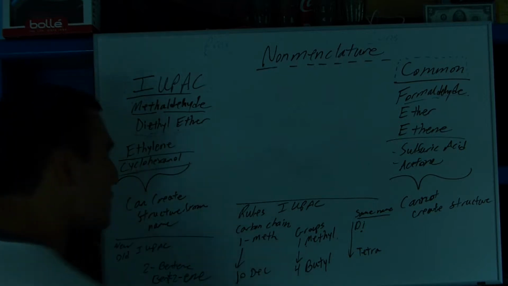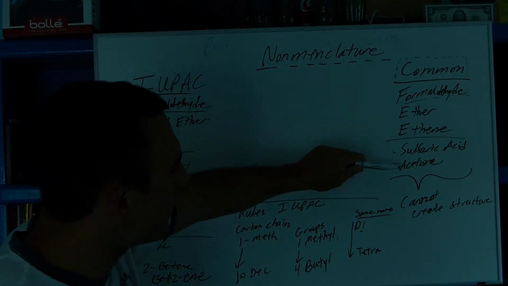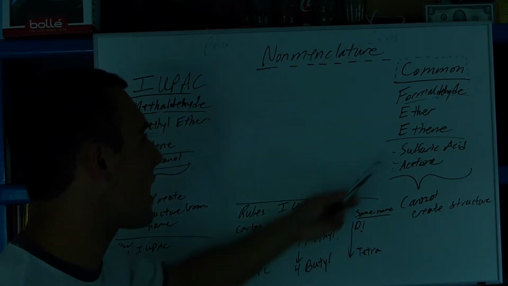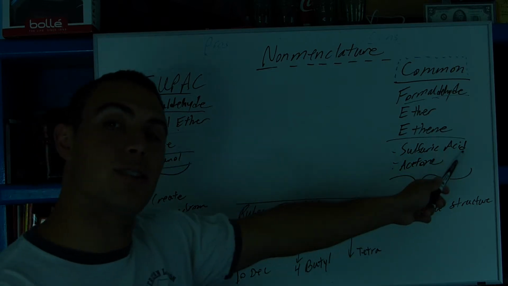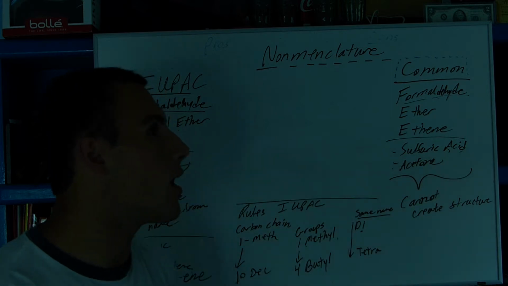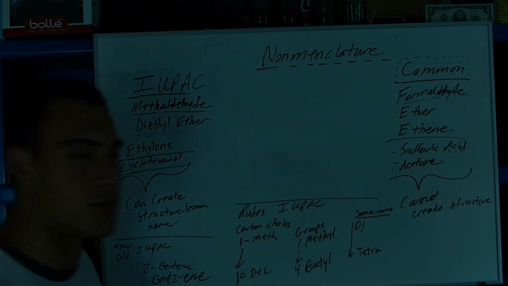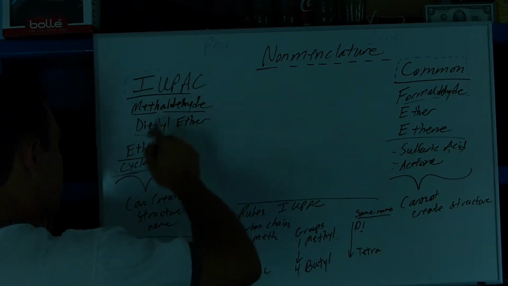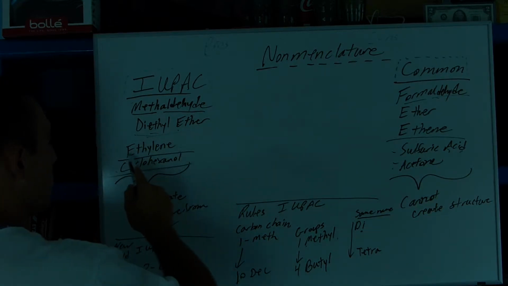Alright, so then we look at sulfuric acid and acetone. Those are common names. Oh, let's look at sulfuric acid. You know, there's an acid, but that's about it. Sulfuric. Oh, IUPAC. There's no such thing as sulfuric. Okay. So then we go on to, here's another example.